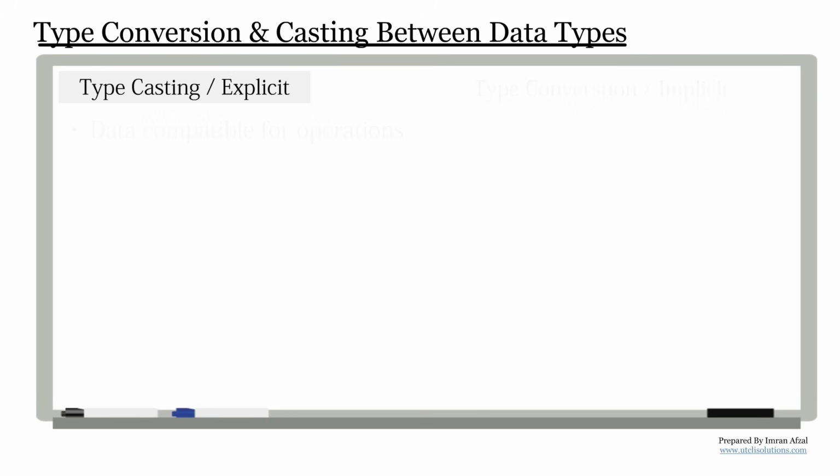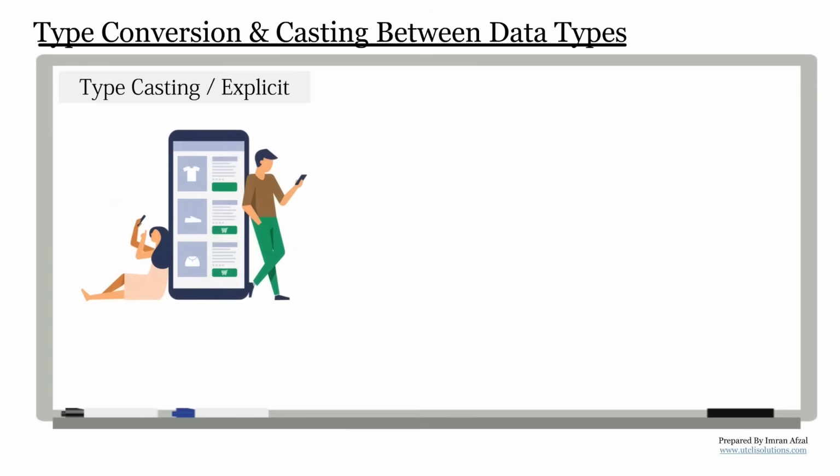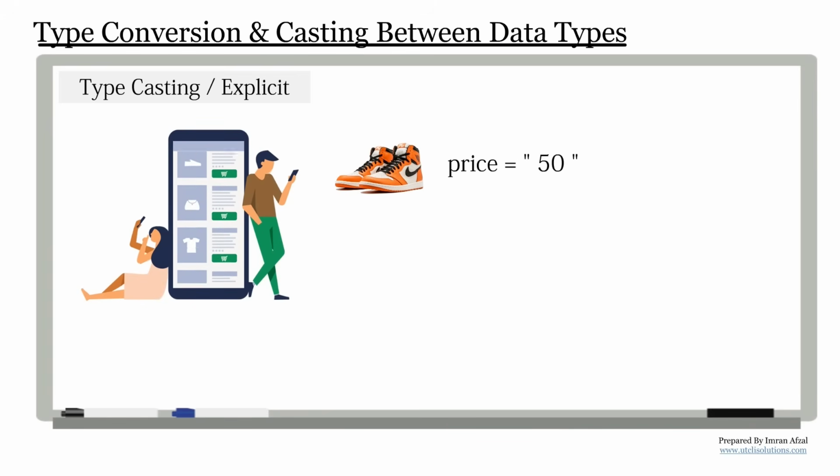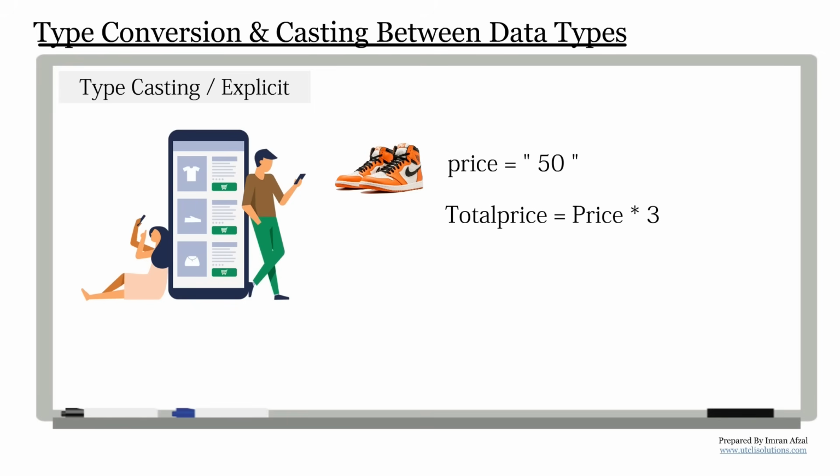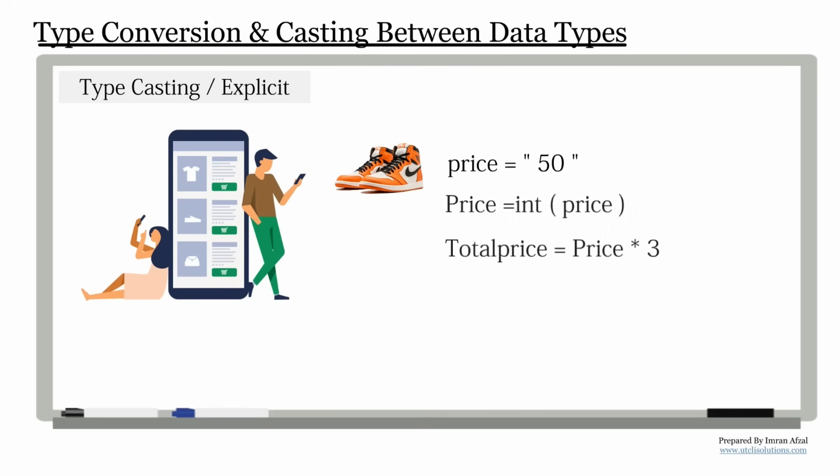For example, if you are shopping online and the price of an item is stored as a string, like let's say 50, and you want to calculate the total price after buying three items, you can't multiply a string directly by a number. You would use typecasting to convert the string 50 into an integer 50 so you can calculate the total. All right, let's move on to do some practice.